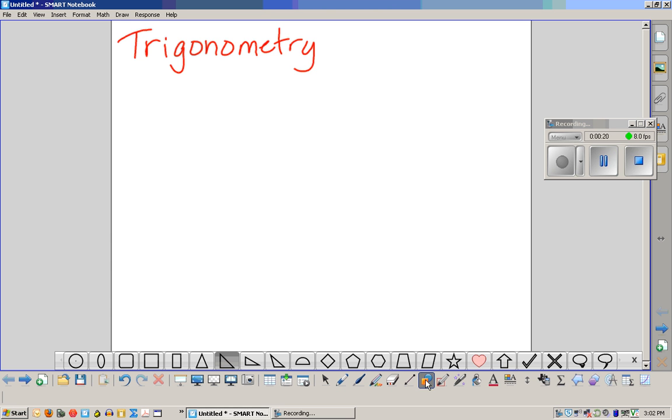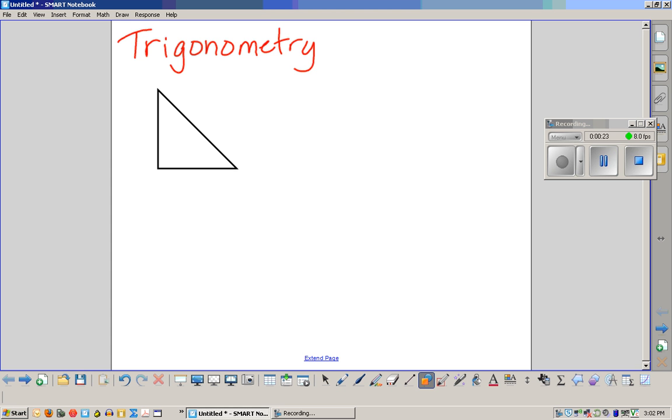So let me pull up a right triangle. Here's our right triangle, and we have a right angle, of course. And let's say we have legs, which are 3 and 4. What we know about a right triangle right now is the Pythagorean theorem: a squared plus b squared equals c squared. And we could solve for that third side. Given any two sides of a right triangle, we could always solve for the third side.